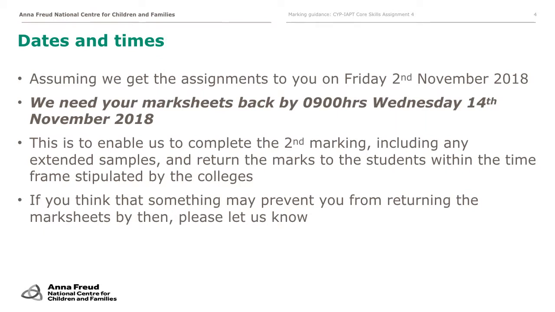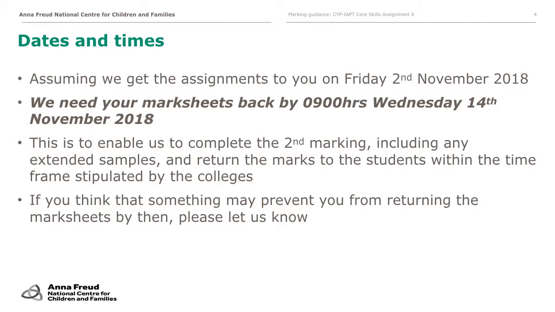Now, assuming we have sent the assignments on Friday the 2nd of November, then we really do need the mark sheets back by 9 o'clock on Wednesday the 14th of November. We've already extended that for as long as we can afford to, because we then need to go through the whole second marking process, and that sometimes includes extending the sample that we second mark. I will explain that in a moment.